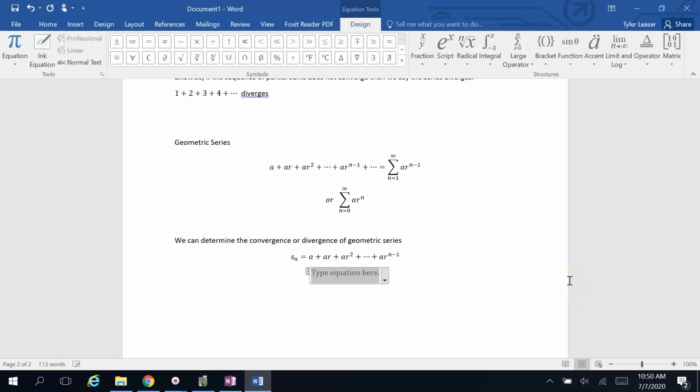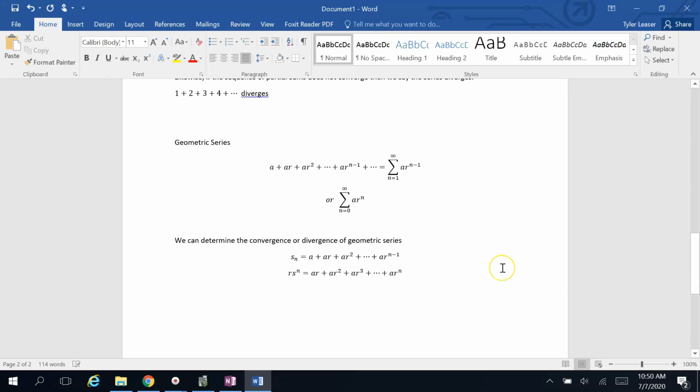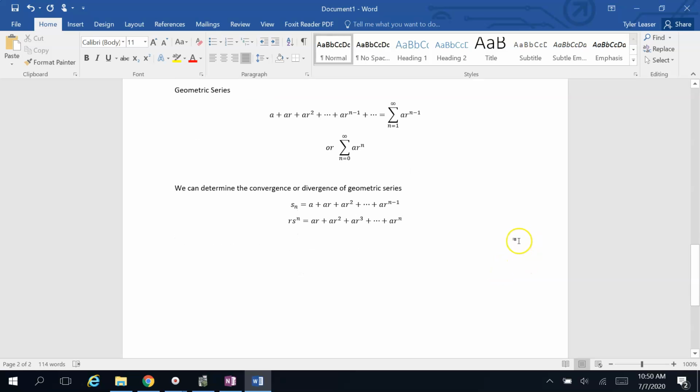What we're going to do is also look at the same equation up top, but multiplying everything by r. This is a very common trick for these series. If I multiply both the left-hand side and the right-hand side by r, the right-hand side is going to be ar plus ar squared plus ar cubed plus all the way down to ar to the exponent of n. Basically just shifting the r's all around.